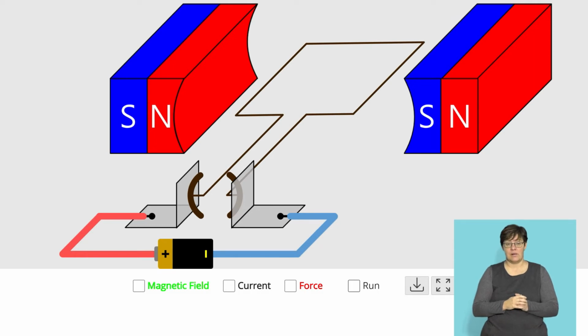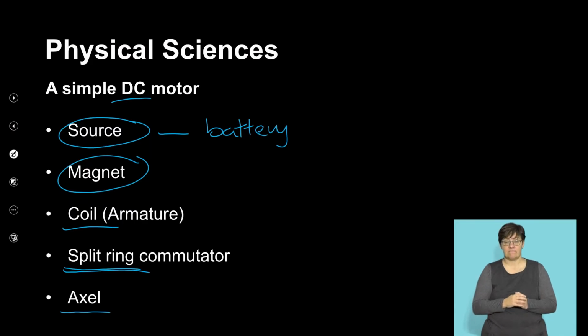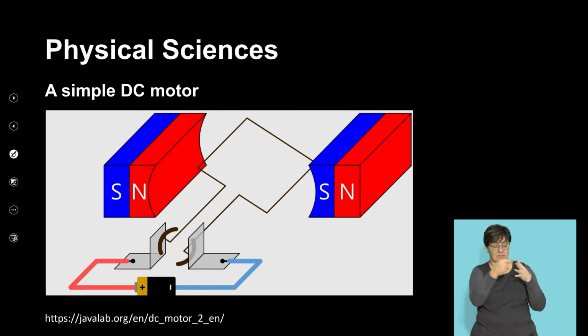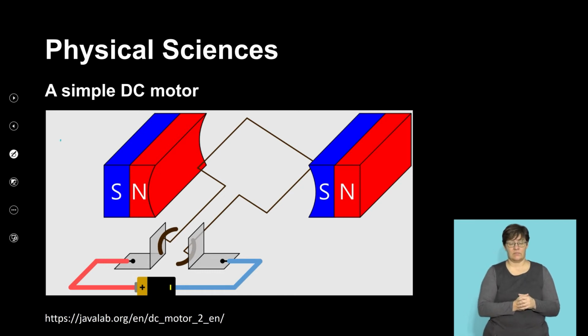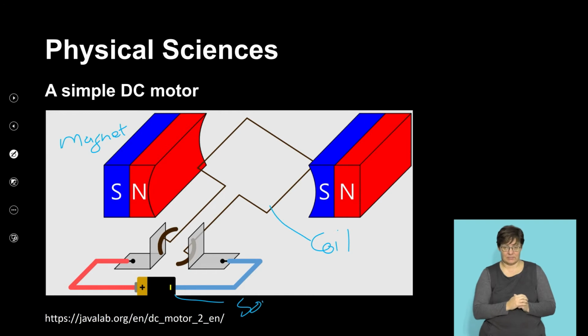So we've seen an example of the simple DC motor. I want to just point out the different parts to that, as we've spoken about them. We recognize this is the permanent magnet, this is the coil or armature, and this is the source, the battery. This part here is the split ring commutator.